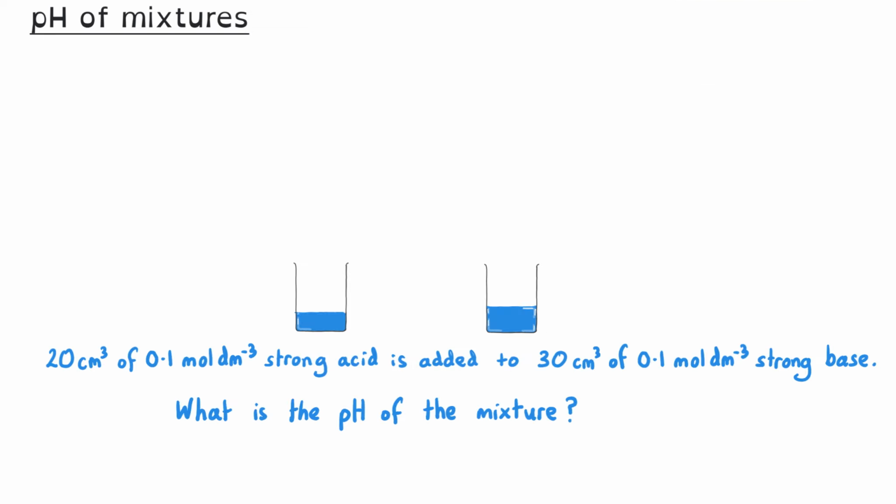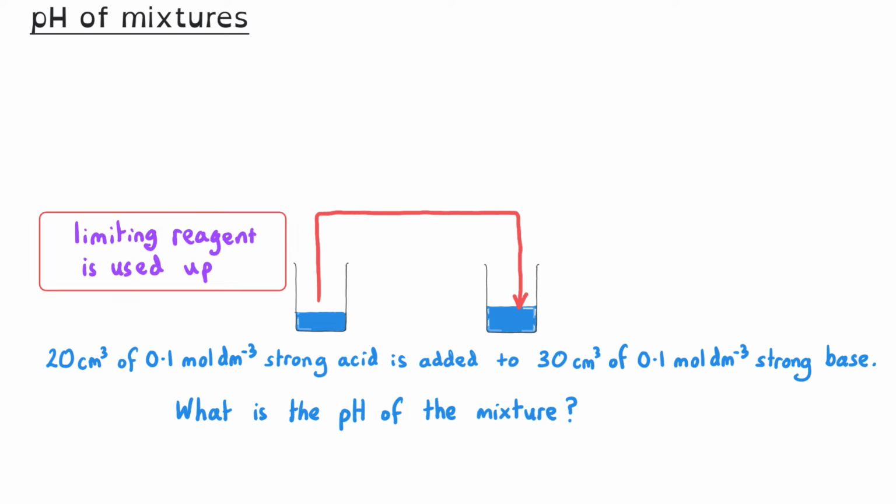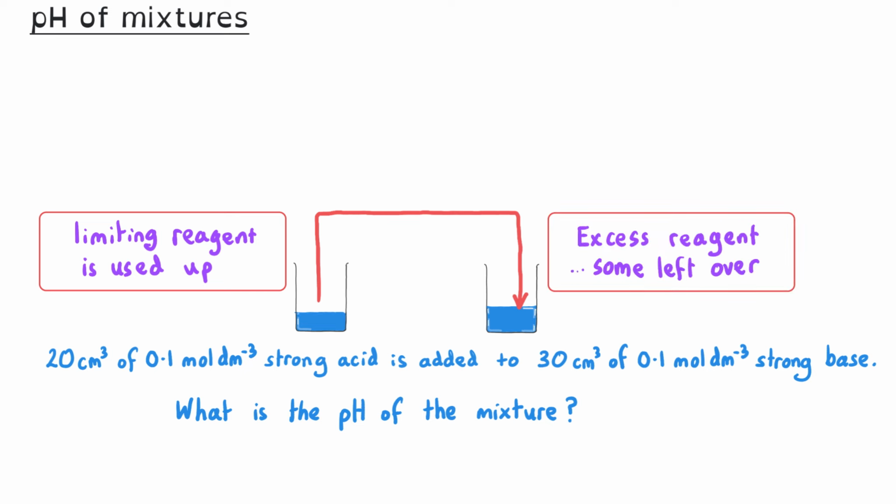A common task in A-level chemistry is to be asked to calculate the pH of a mixture. For instance, in the situation that I'm showing at the bottom of the screen, where we're told that 20 cm cubed of strong acid, with a concentration of 0.1 moles per decimetre cubed, is added to 30 cm cubed of strong base, also with a concentration of 0.1 moles per decimetre cubed. And we're tasked with finding out the pH of the mixture. And of course, the pH of the mixture will be different to the pH of the separate solutions. And when these chemicals react together, one of them will get used up, that's the limiting reagent, and the other will be present in excess.